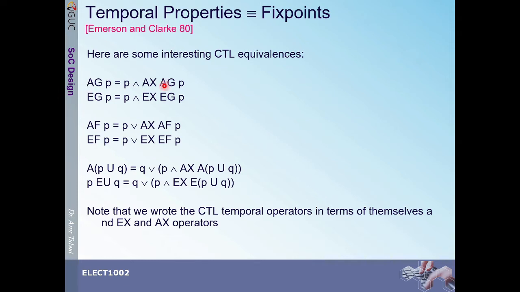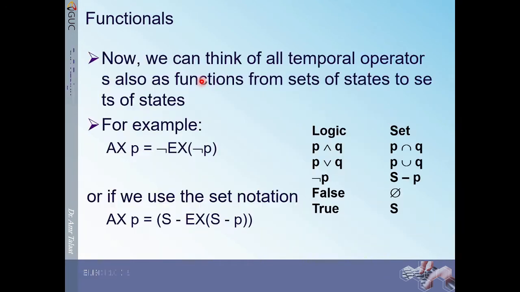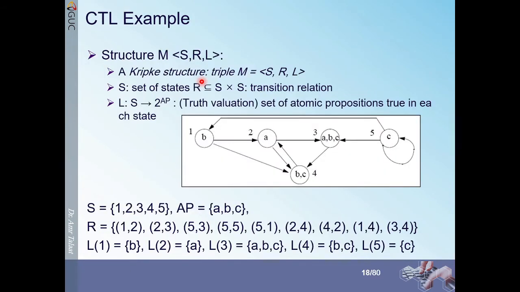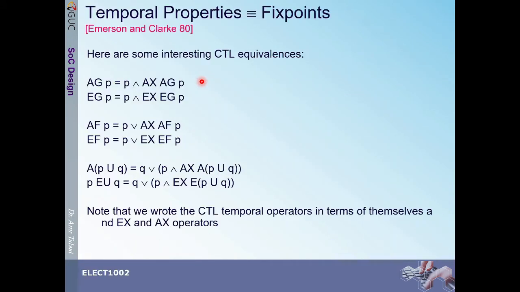If I say AG of B, this means that I have B now, and in the next step, all paths have AG of B true. I have a tree. Then I say, at the state I'm standing in now, B is true, and for the next state, on all paths, AG of B is still true. Remember, this is the recursive definition. I just jumped one step forward. EG of B is the same. I have B now, and in at least one path, EG of B is going to be true.